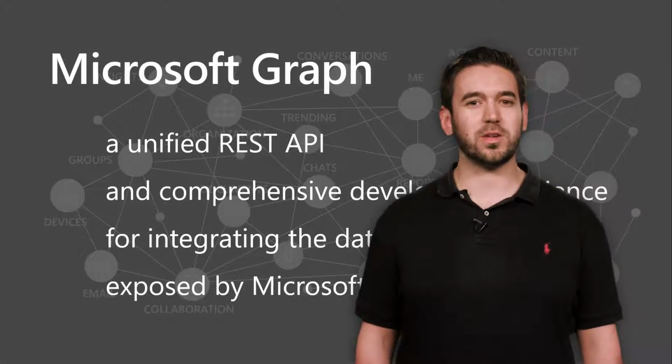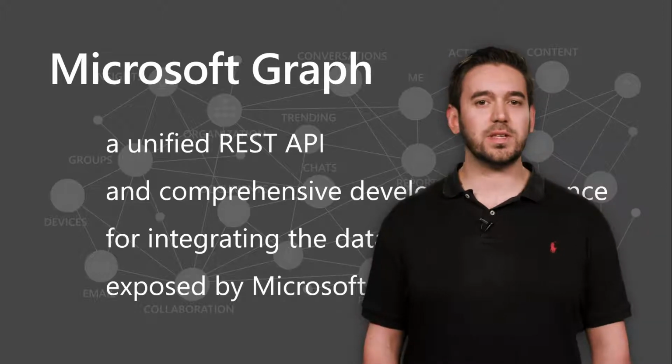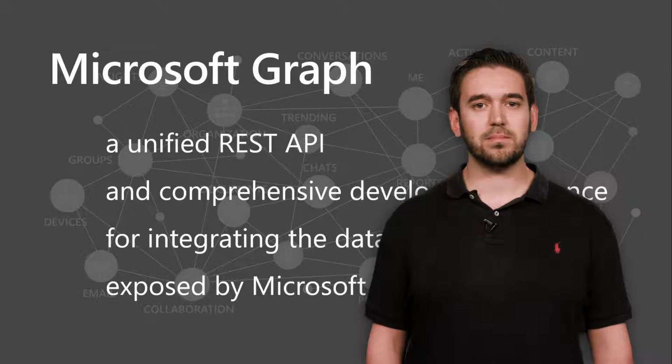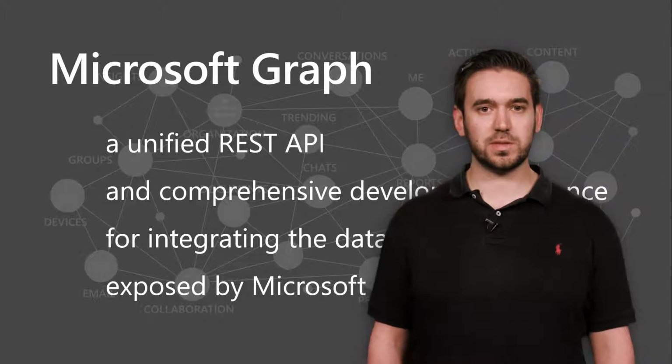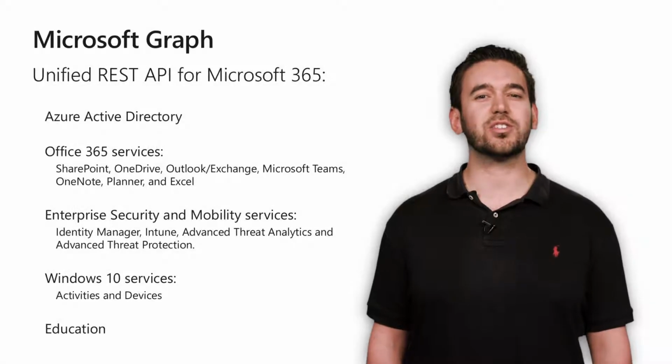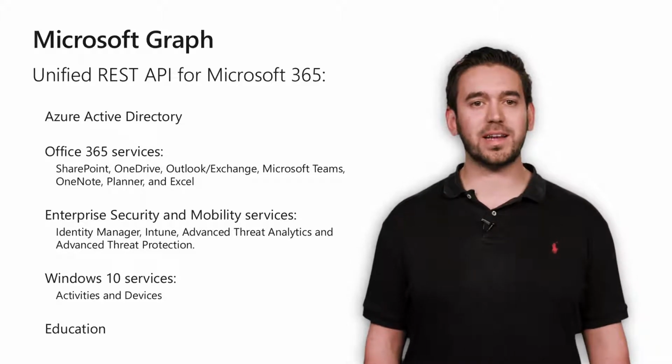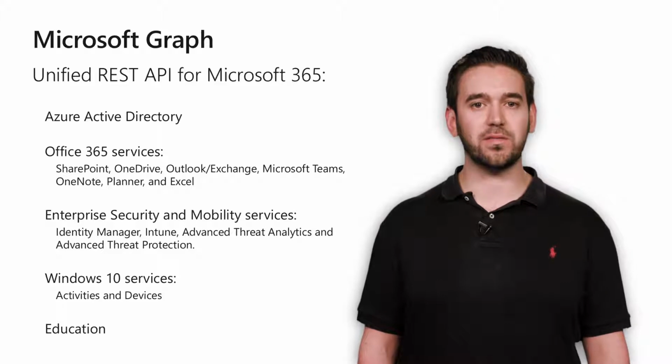So what is Microsoft Graph? If I were to give it a textbook definition, I would say that it's a unified REST API and comprehensive developer experience for integrating with the data and intelligence exposed by Microsoft services. But what does this actually mean? Microsoft Graph is your one-stop shop for accessing data, relationships, and insights across Microsoft 365.